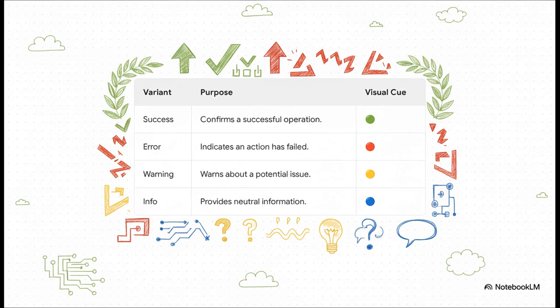It's perfect. Now, as you can see here, not all toasts are the same. The system gives us 4 different flavors, each with a very specific job. Success is your green light. It's that, yep, all good confirmation. Error is that big red flag that screams something went wrong. Warning is more of a heads up, and info is just for, well, general information. Picking the right one is everything for clear communication.